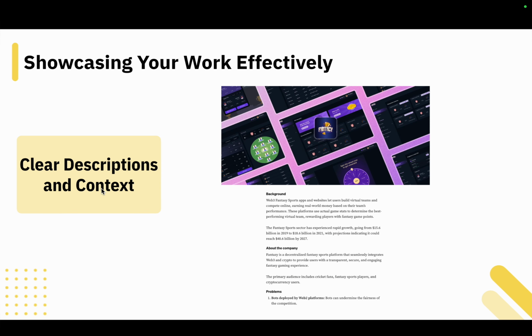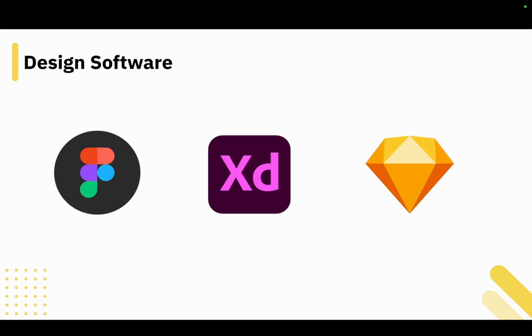Clear description and context. For example, if anybody is working on a project, this is a Medium screenshot of one of the portfolios. Here it has been mentioned what is the background of this project, about the company for which he has done an internship, what is the problem he's solving. So step by step he has mentioned it, so people get to know the complete story of the portfolio project.